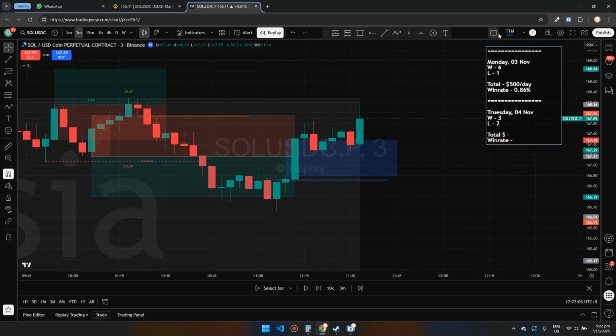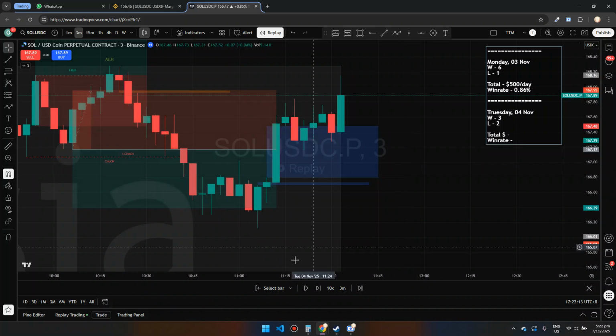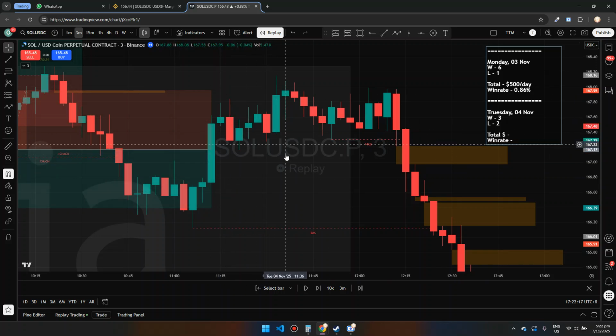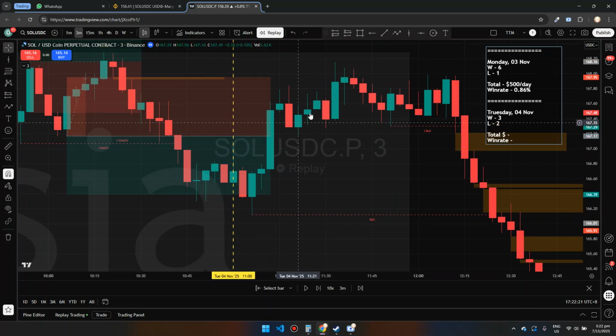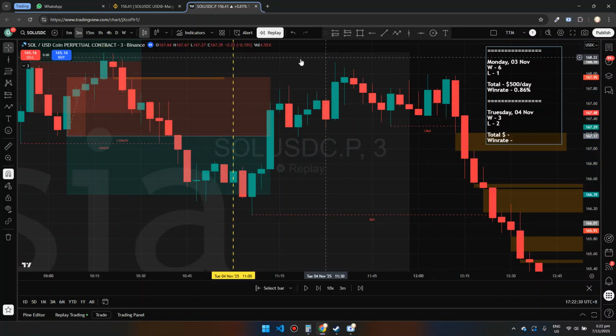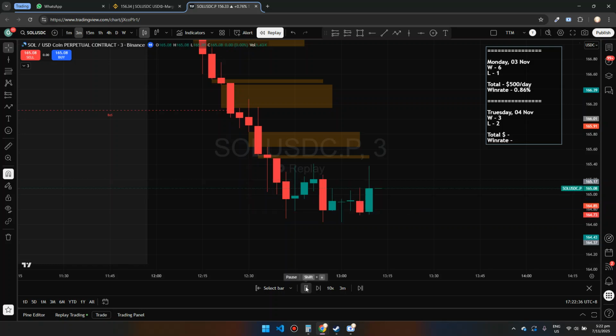After 11, I usually will not take a trade anymore because after 11 o'clock, the price kind of dies down. Yeah, you can see very clearly after 11, price kind of goes up like that. Like it's not doing anything anymore. So after 11, I will not take a trade. Okay, let's go to the London session.